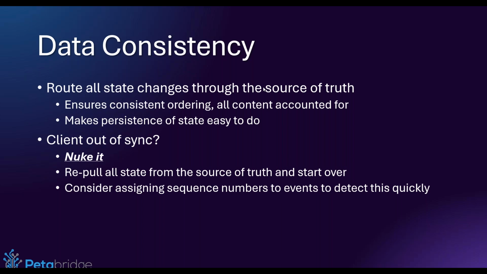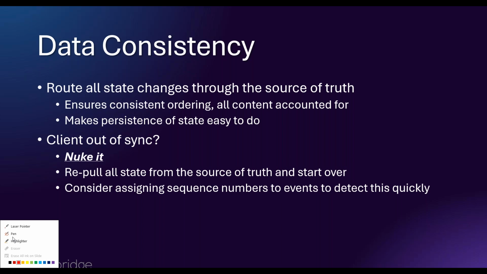In our system, we're routing all of our changes through the source of truth. This helps guarantee consistent ordering, all content is accounted for, and makes persistence easy to do. If we came to the conclusion that we were hedging too much on the side of consistency over availability, we could probably relax some of our data consistency. And for this application, it'd probably be okay.